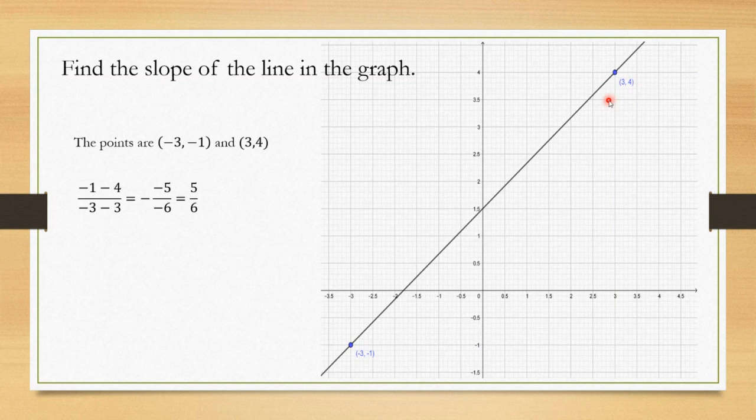And the calculation confirms that, right? Because again, what you could do is you could do change in y, -1 minus 4, over the corresponding change in x, -3 minus 3. So we have -1 minus 4 over -3 minus 3. As you can see, -1 and -3 come from the same point. They're on top of each other.